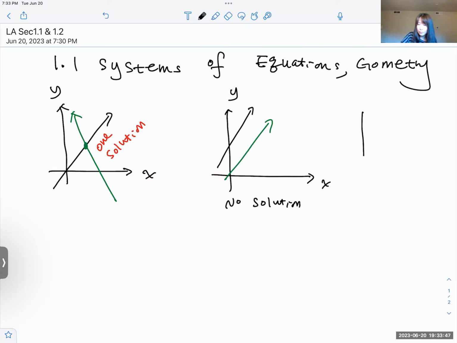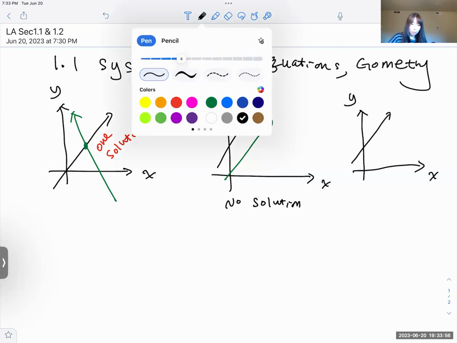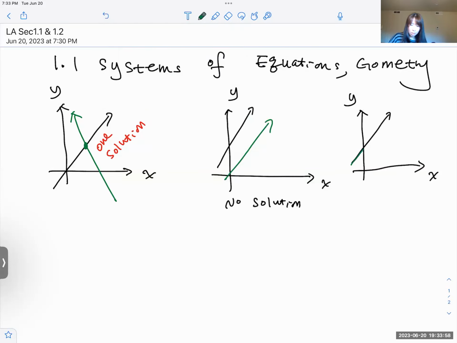Okay, how about we have two dimensions, x and y, and then one line like this, and another line here. Is there a solution? Yes, it is a solution, right? And then we say infinitely many solutions, excellent, right? So we have infinitely many solutions. So, system of equation.